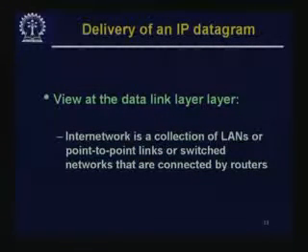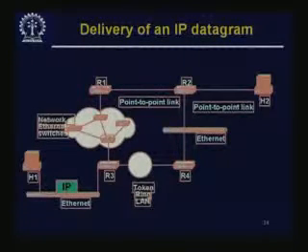The view at the data link layer is somewhat different. An internetwork is a collection of LANs or point to point links or switched networks that are connected by routers. So, this is the data link layer view of the IP datagram. As in this diagram, there may be some point to point links or some LANs, and they are all connected by routers R1, R2, R3, R4, etc.